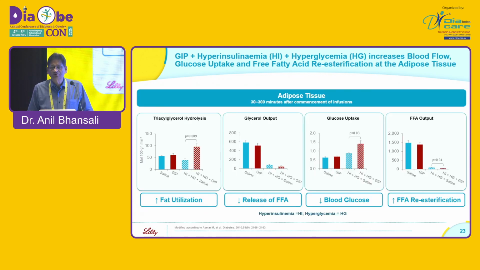These are the two final summary slides on adipose tissue. I think that's very important: it increases free fatty acid re-esterification. It decreases blood glucose by allowing the entry of glucose into the adipocytes. So the glycerol output is increased, the release of free fatty acids is reduced, and the triacylglycerol hydrolysis is also reduced, so there is more fat utilization.